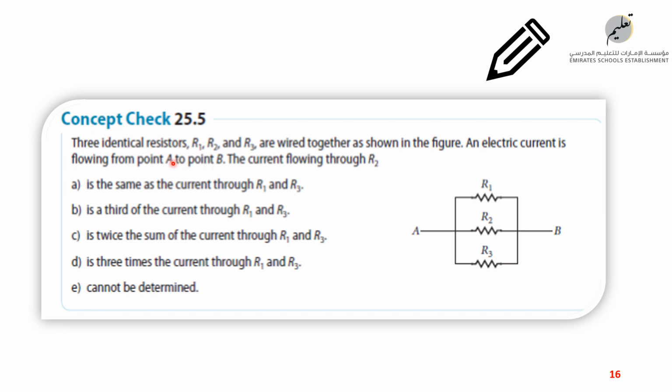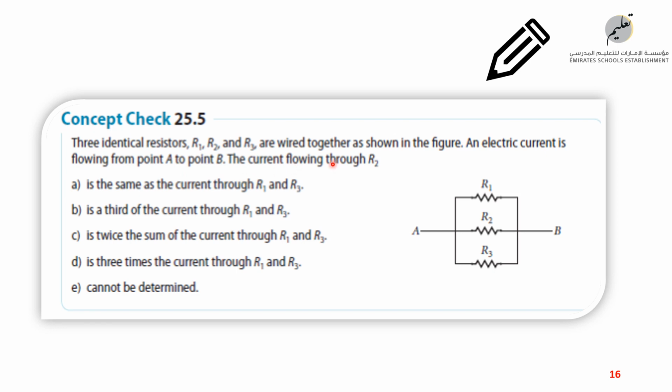So three identical resistors R1, R2, and R3 are wired together as shown in the picture here. They are set in parallel. An electric current is flowing from point A to point B.